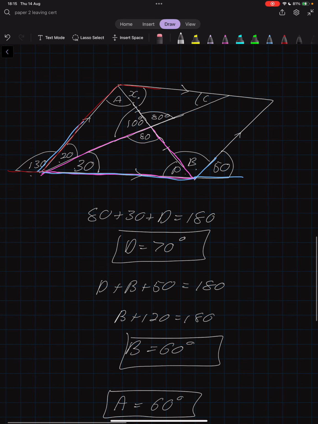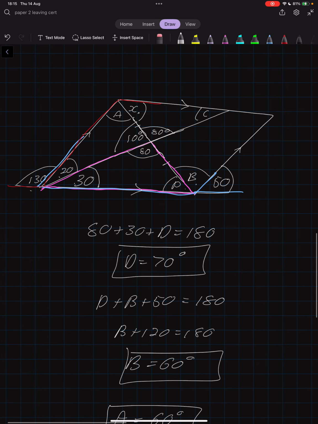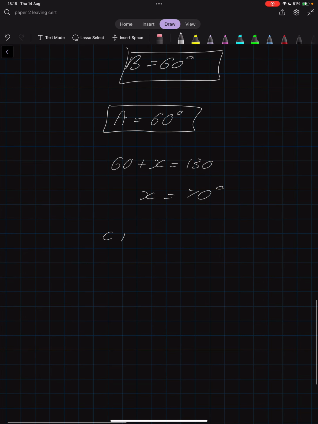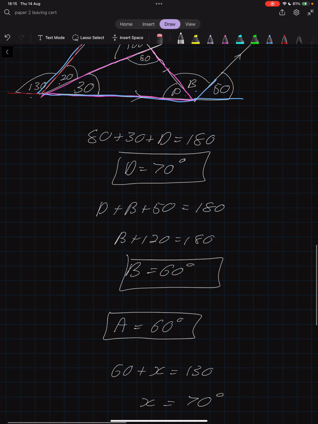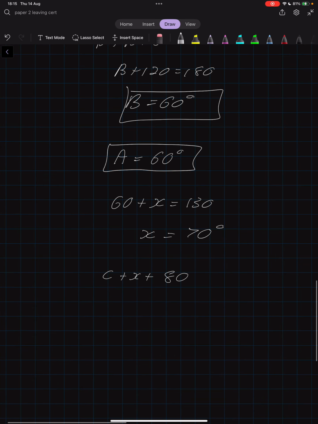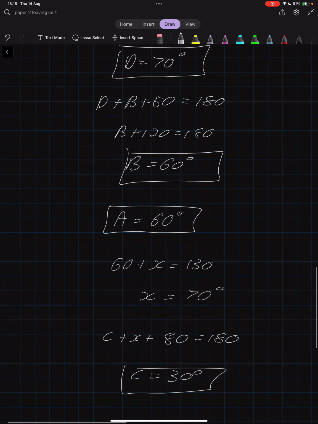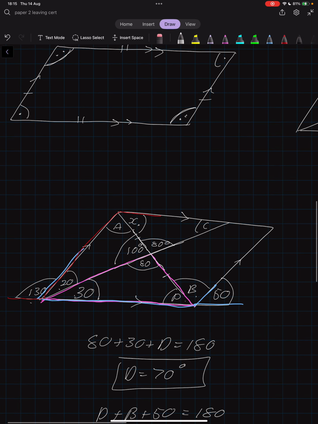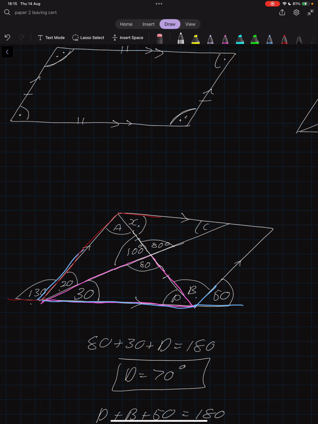And therefore I can figure out what C is because C plus X plus 80 has to be 180. So C plus 70 plus 80 equals 180. So C has to be 30 degrees. So that's how you do something like that.